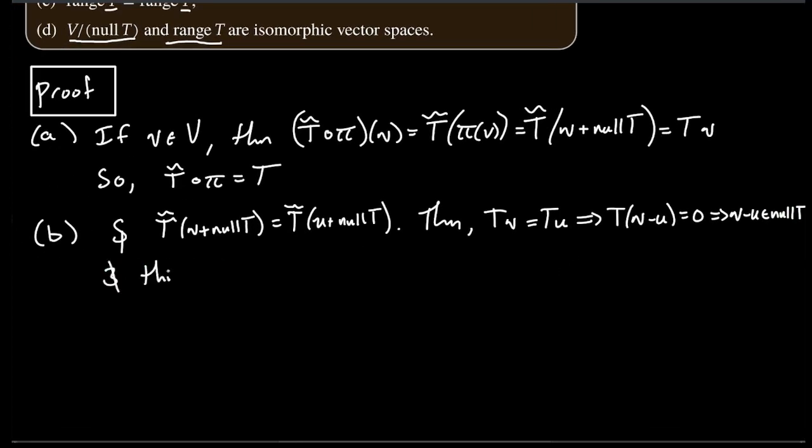And this says the following. Okay, so we've got V minus U in the null space of T. All right, now we can use a nice fact from this. V plus null T equals 0 plus null T.